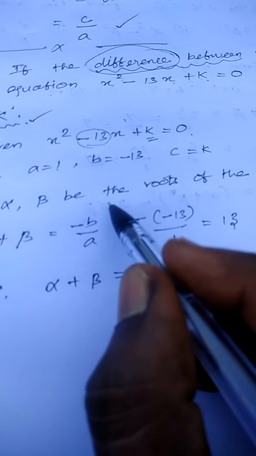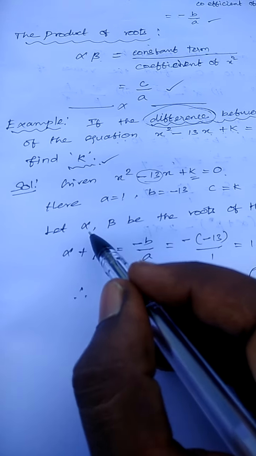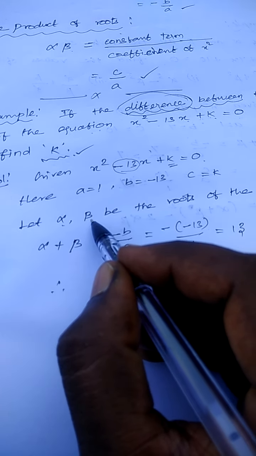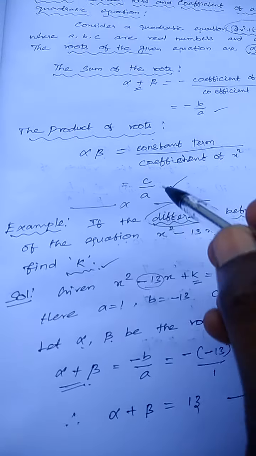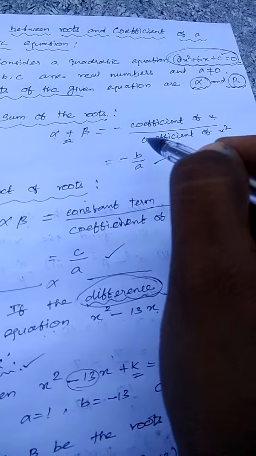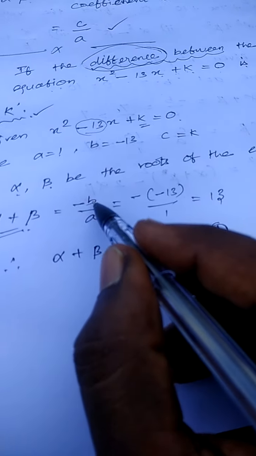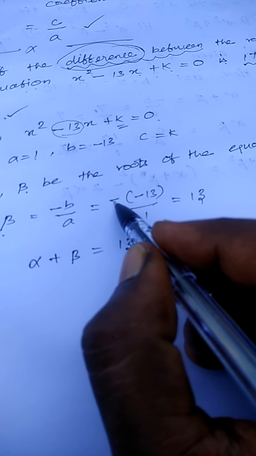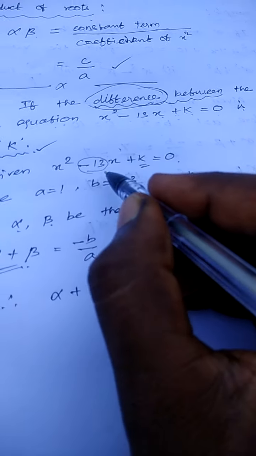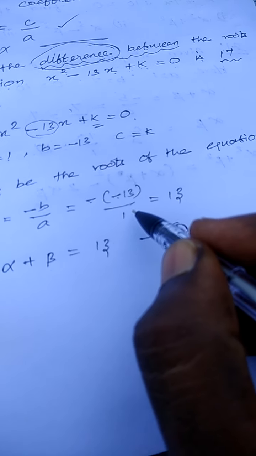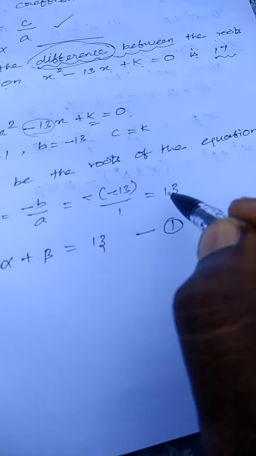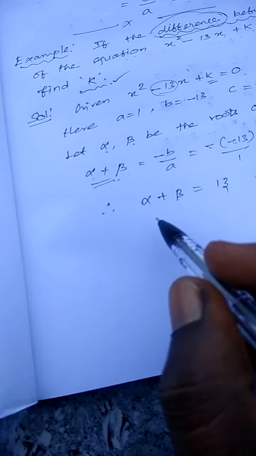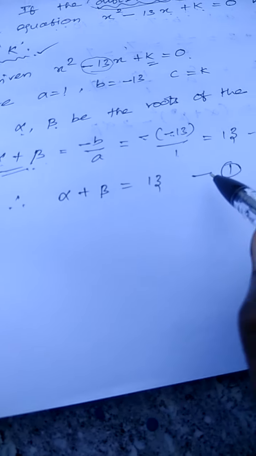Let alpha and beta be the roots of the equation. So using the formula, the sum of the roots is minus b by a, which is minus of minus 13 by 1. Minus into minus is plus. So alpha plus beta equal to 13. Mark this as equation number 1.